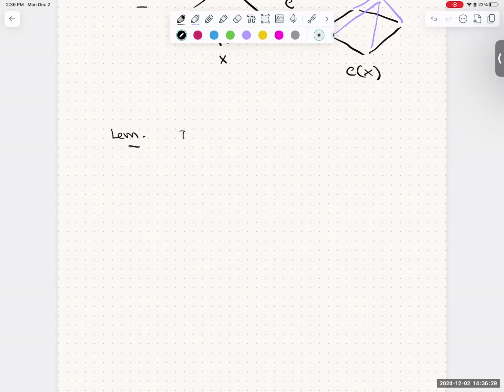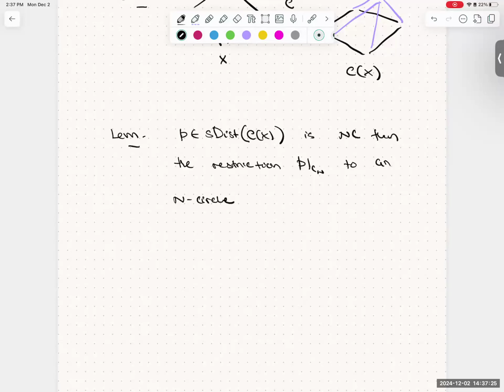So I want to say the following: if for some simplicial distribution on C of X, where X is a simplicial set, it is non-contextual, then the restriction P to any n-circle in X satisfies the corresponding n-circle inequality.